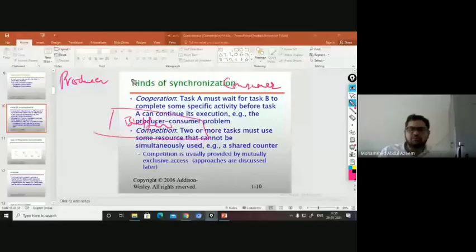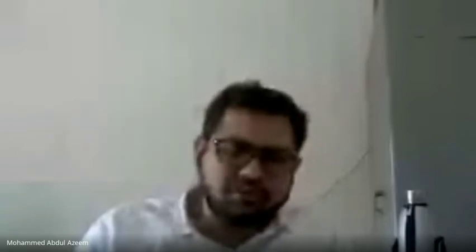But when the producer produces some item, only then can the consumer consume it from the buffer. That means there must be some kind of cooperation, and that cooperation should be in both ways. Of course, the consumer must wait until the producer produces the item into the buffer.